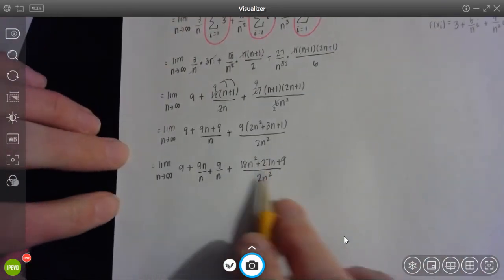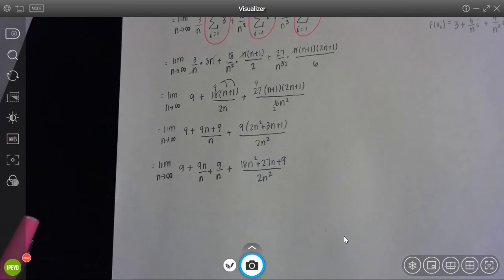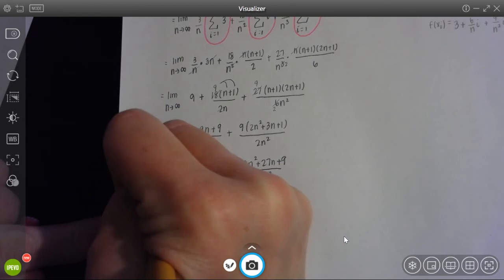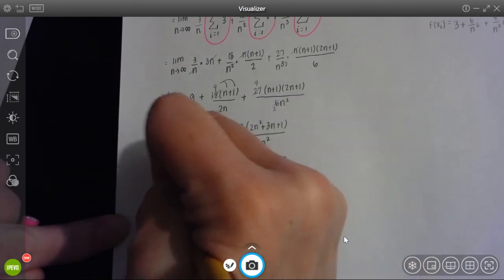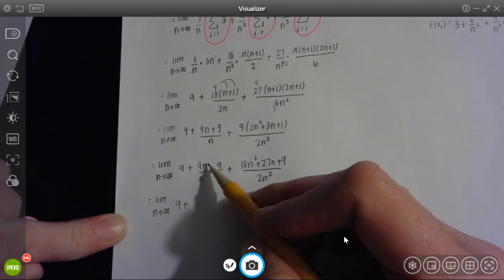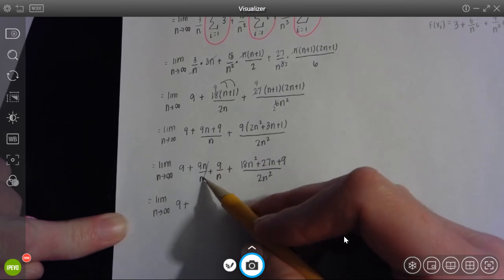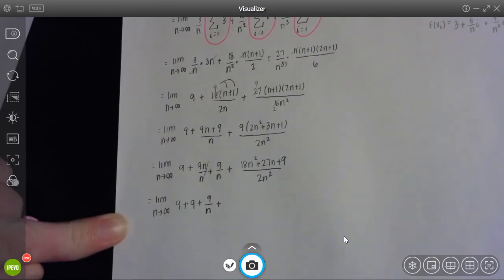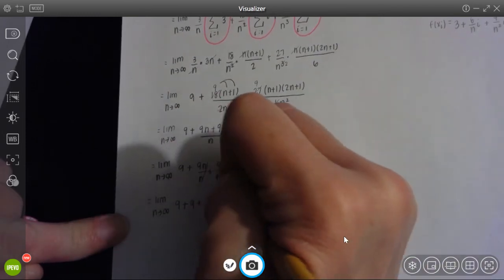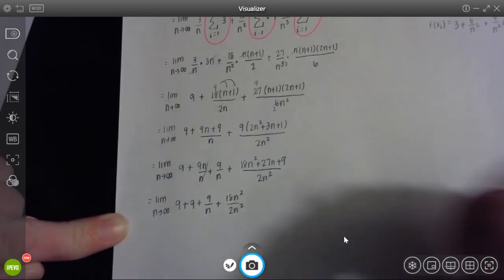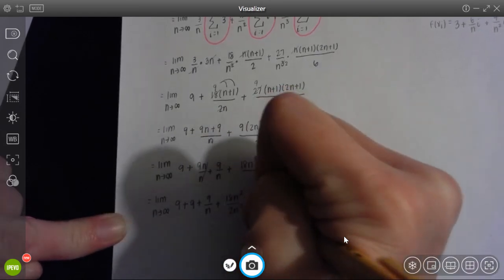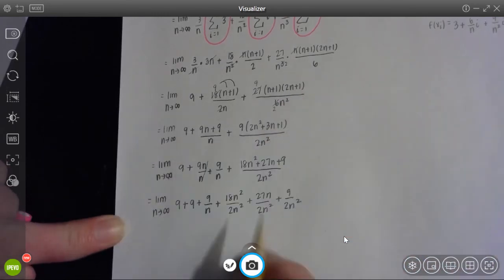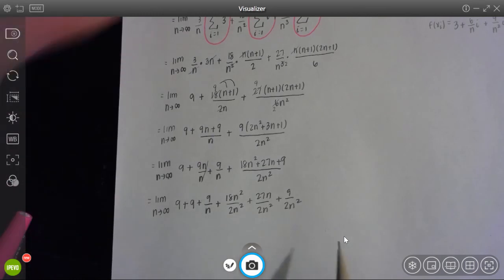And then I'm going to separate these out to be their own fractions so that I'm able to take the limit as n is approaching infinity. And I'm just going to clean things up a little bit as I go because I can see in this second fraction here, my n's cancel out, so I'm just left with a 9. And then I'm left with an 18n squared over 2n squared plus 27n over 2n squared plus 9 over 2n squared. I can do a little bit of simplification, a little bit of cleaning up here.